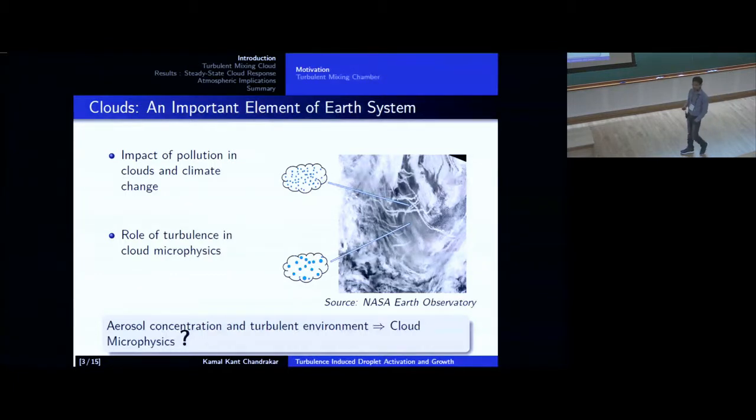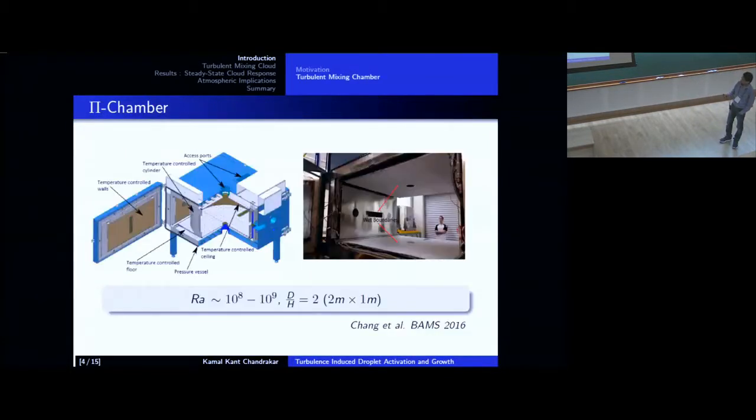My aim is to study how aerosol concentration and turbulent environment affect cloud microphysical growth, not in terms of droplet collision, but in the condensation-dominated regime. To study that, we make clouds in the I-Chamber. It's a nice facility at Michigan Tech, where you can control the temperature of the surfaces independently, and you can also control the pressure inside, reaching down to half of atmospheric pressure.